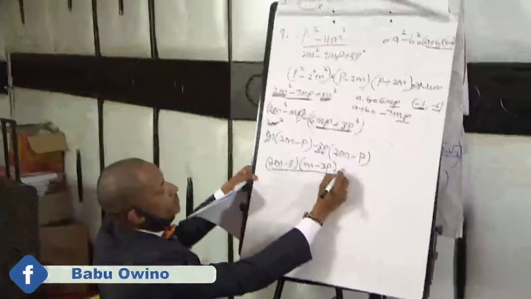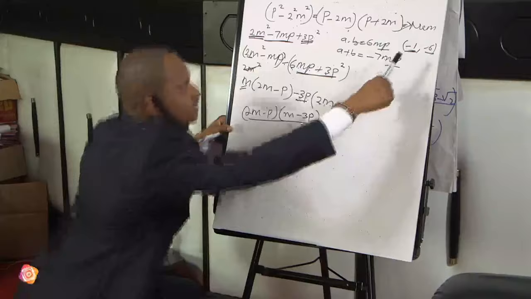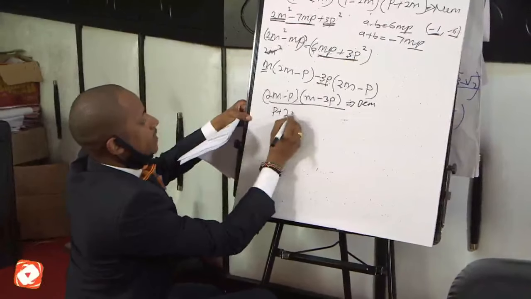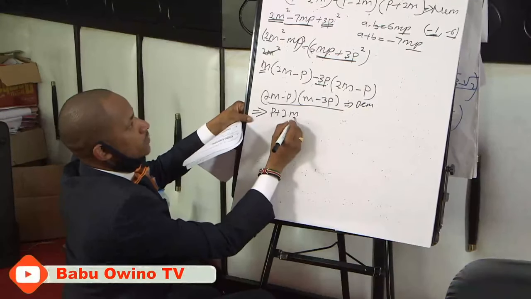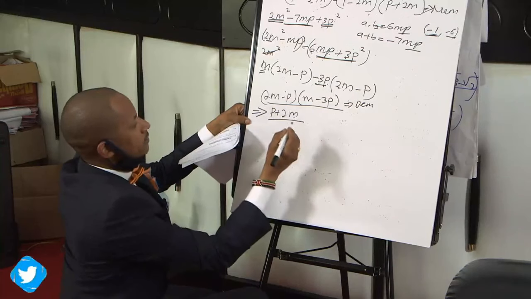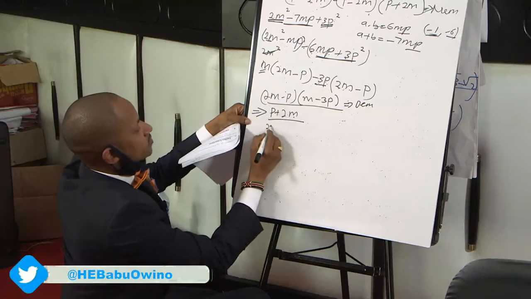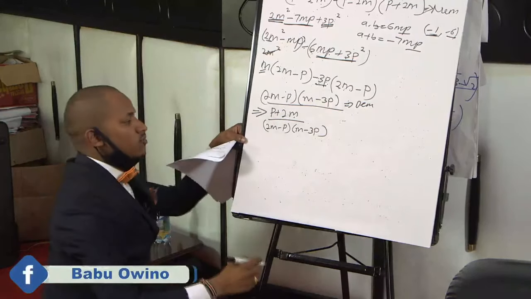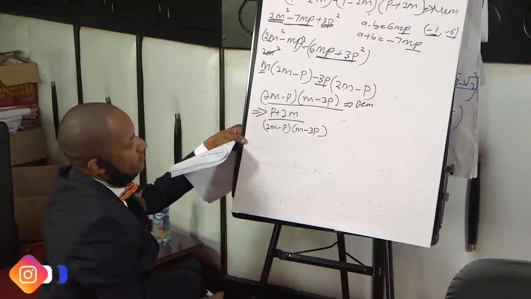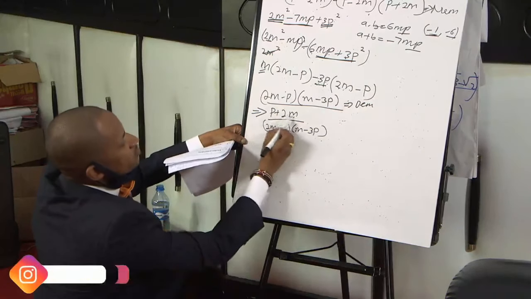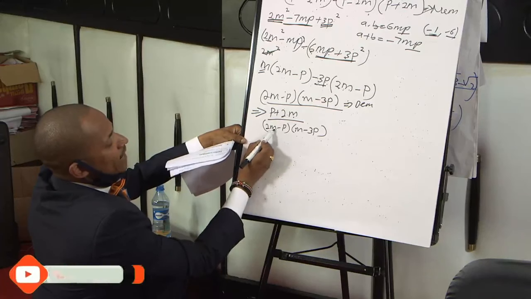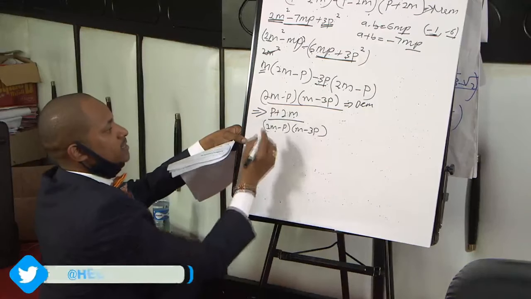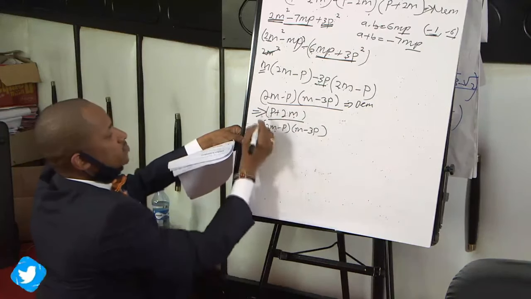This is the denominator. So remember our numerator is this, which is p plus 2m, p plus 2m, divided by our denominator, which is 2m minus p into m minus 3p. So from this, we want to simplify this further. So how do we simplify it? We have p plus 2m, but here we have 2m minus p. So we can make this be equal to this by simply multiplying the upper part of the equation by negative 1.